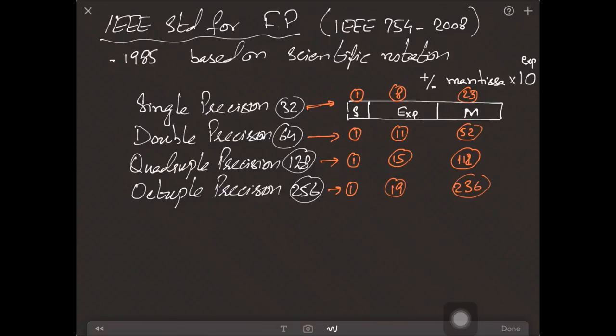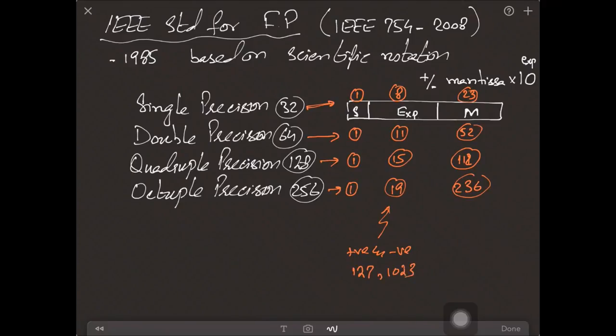Remember, gentlemen, as far as the exponent is concerned, the base is implicit, that is, the base is 2, and this exponent field represents both positive as well as negative exponents. To do this, a bias is added to the actual exponent in order to get the stored exponent. For single precision, the value of the bias is 127, and for double precision, the bias is 1023.